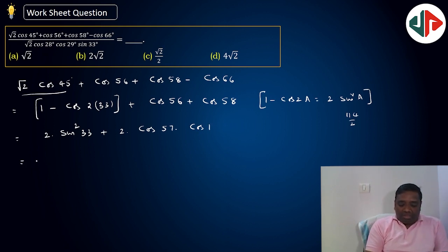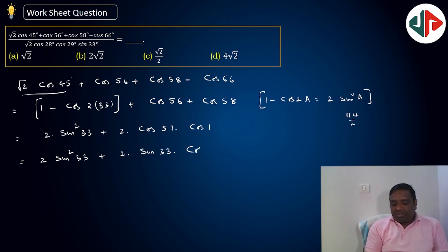But clearly we know that 2 times of sine square of 33 degrees plus 2 times of sine of 33 degrees into cos 1. The reason is 57 and 33 are complementary angles. So the 57 value we can rewrite as 90 minus 33. So we can rewrite this value as 2 times of sine 33 degrees if you take common. Then it becomes sine 33 plus cos 1.